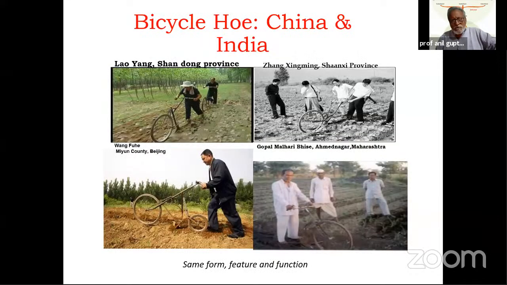Here is a case where both Chinese and Indian innovators have discovered similar solutions. They have used a cycle for hoeing, weeding. Gopal Bhai has developed in Maharashtra a cycle as a weeder, and many people use it now. It has diffused widely.